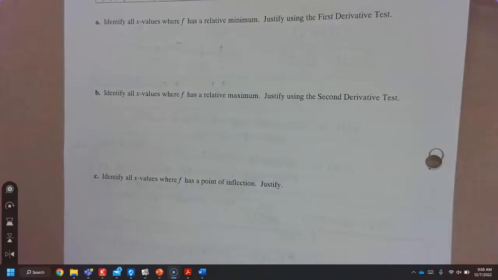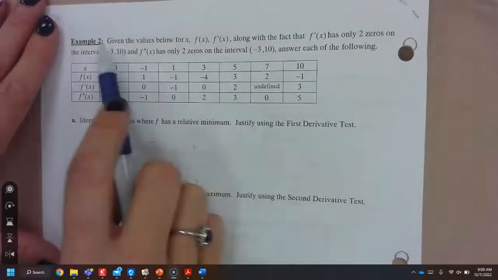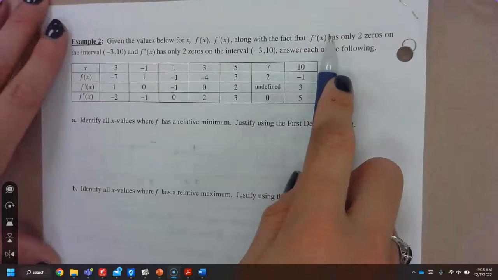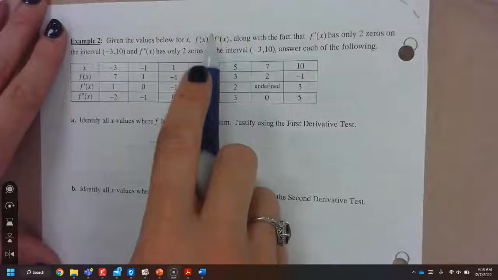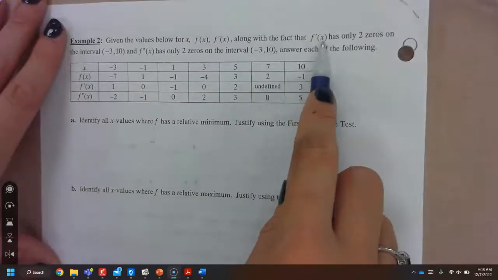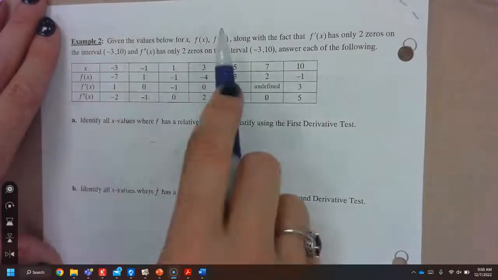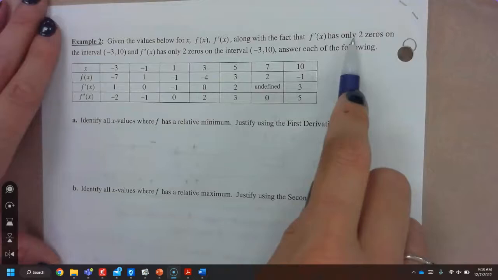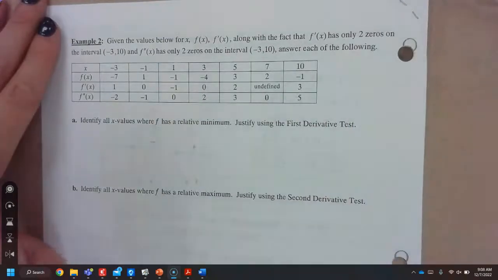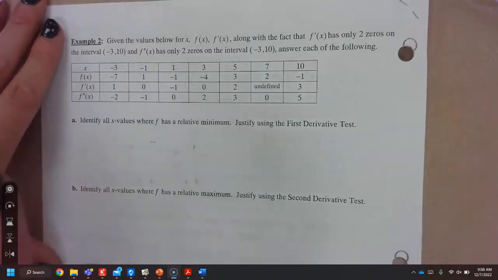Table time. I like table problems. So I like to read through this and mark down, circle, or highlight anything I think is important. Given the following function values for f, f prime, and x, knowing that f prime only has 2 zeros on the interval negative 3 to 10. F prime has 2 zeros. So if f prime has 2 zeros, those zeros are our critical points. That means that f prime has 2 critical points.